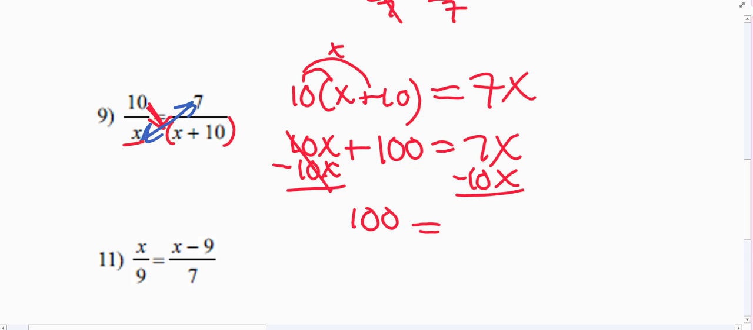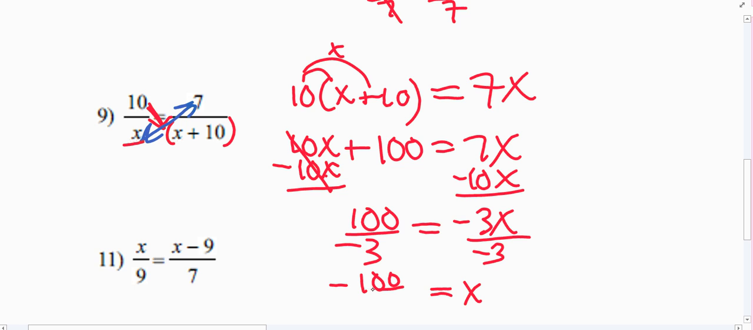7 subtract 10, negative 3x. Okay? And then we're going to divide everything by not 3, but by negative 3. And we would get x equals negative 100 over 3. And that's our final answer on that one. Alright.